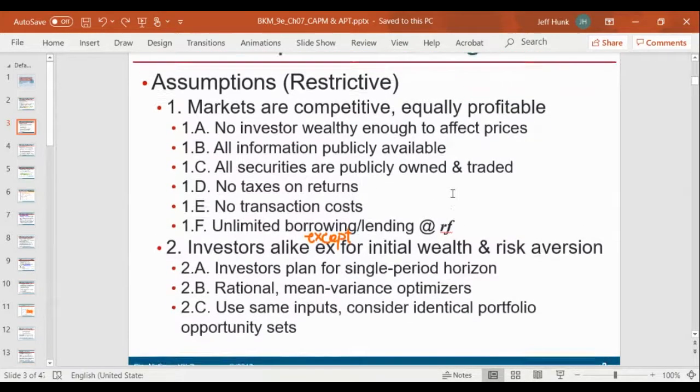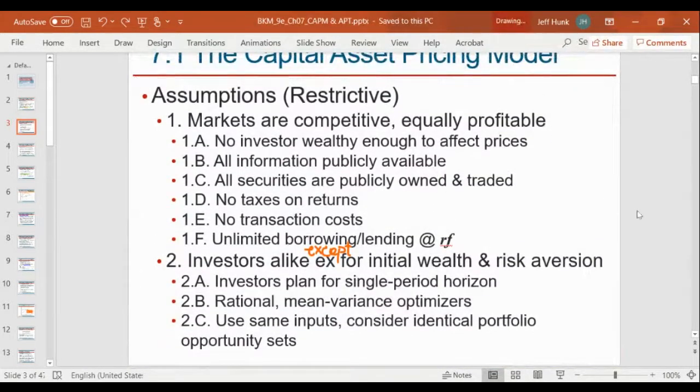Now, all securities are publicly owned and traded. And then no taxes on returns. Tax is called frictionless market, frictionless trading. Tax is a friction, right? Transaction cost is friction. So these assumptions are like in a very ideal universe.